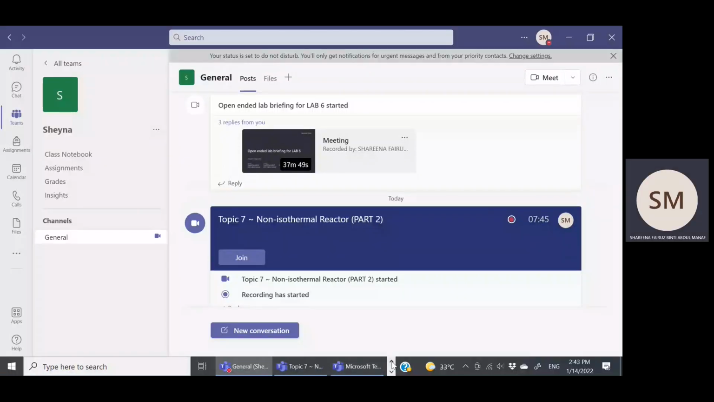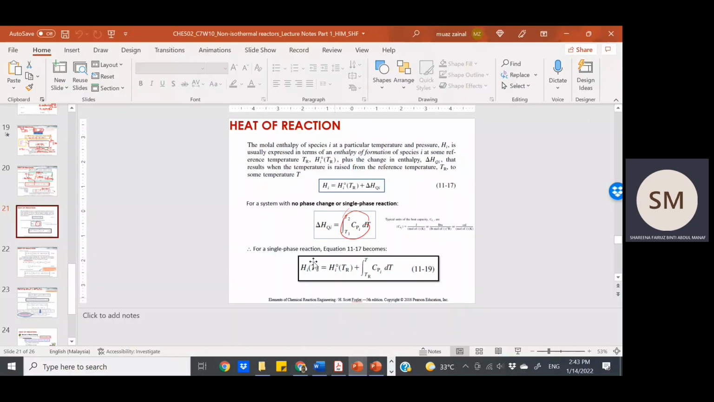So I will continue topic number 7 from the previous lecture, part 2. Okay, so I'll be sharing my screen right now. Okay, last time we stopped at this slide. So I will continue from slide 21.